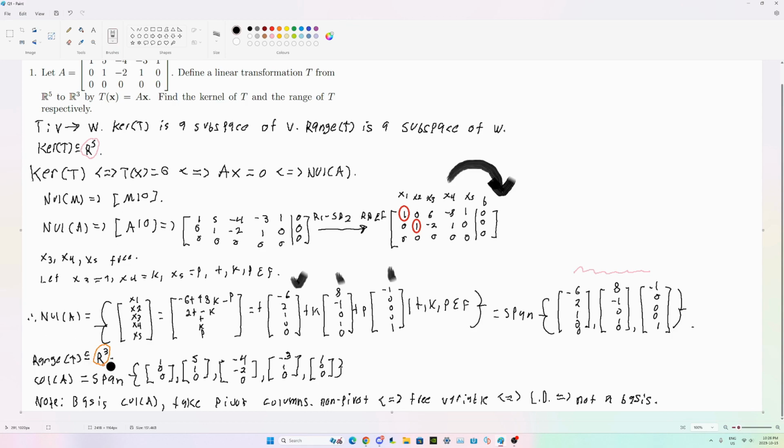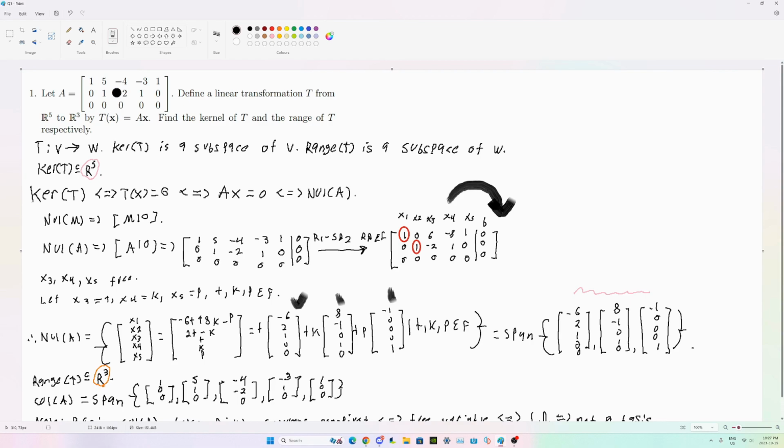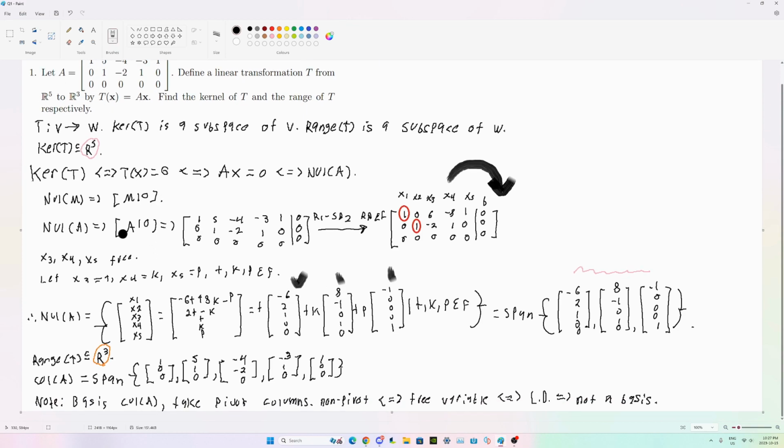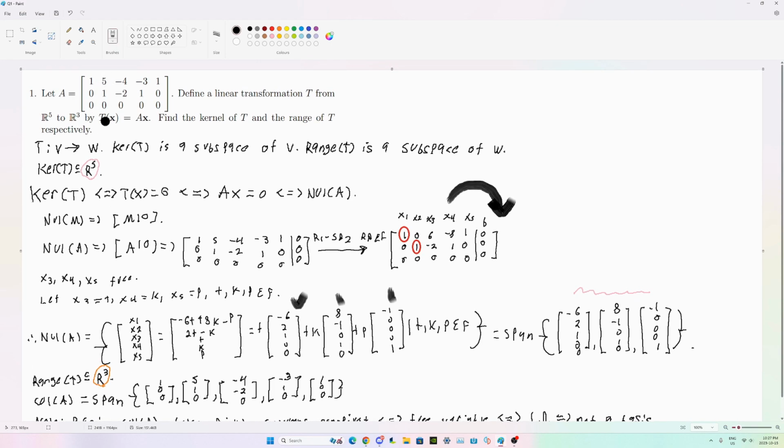Then the range of T is going to be a subspace of R3. If we look up here, we see that R3 is with respect to the columns, right? We have 1, 0, 0, 5, 1, 0. All the columns are just of R3. So we notice that under this transformation, that is the column space of A. And so we can just write our span to be all the columns of A here.